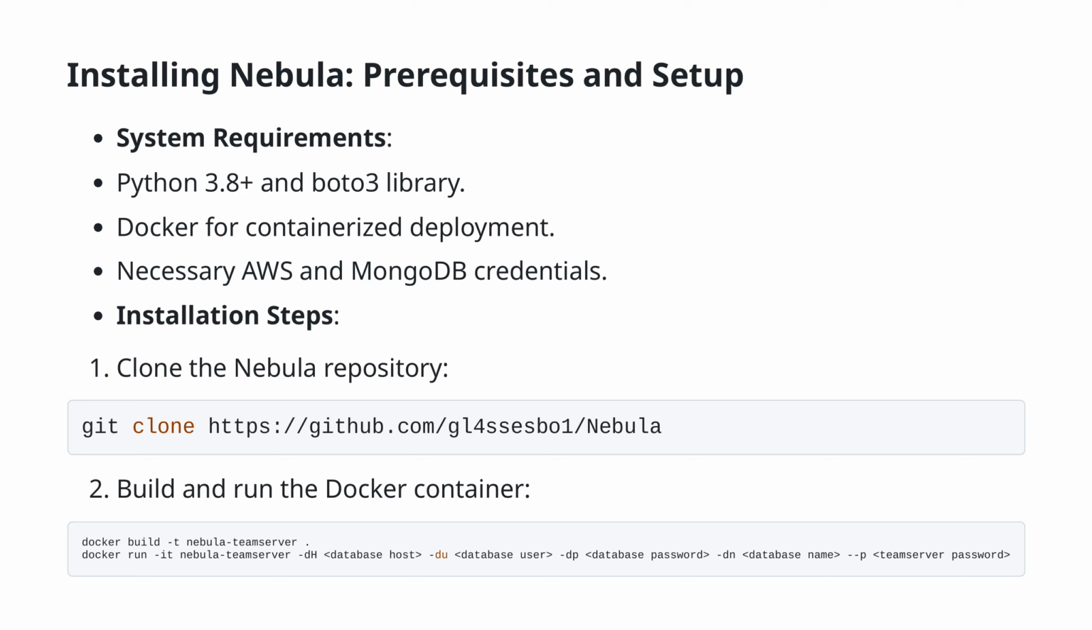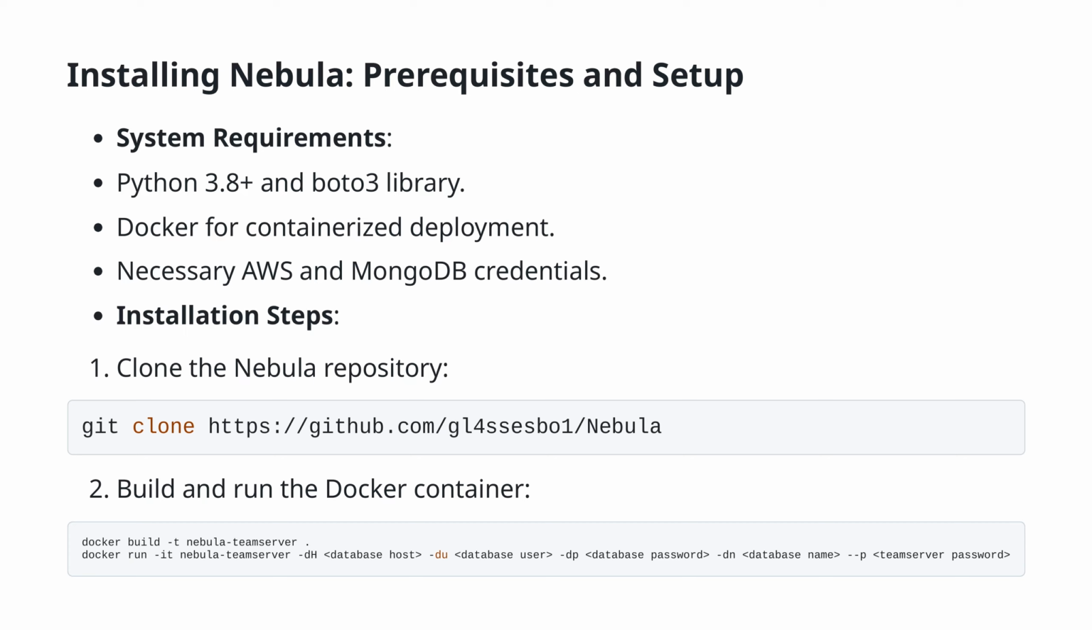Let's now go over the installation steps for Nebula. Before we can install and set up Nebula, there are a few prerequisites we need to meet. Nebula requires Python 3.8 or higher and the Boto3 library. It also needs Docker for containerized deployment. Lastly, you'll need your AWS and MongoDB credentials ready.